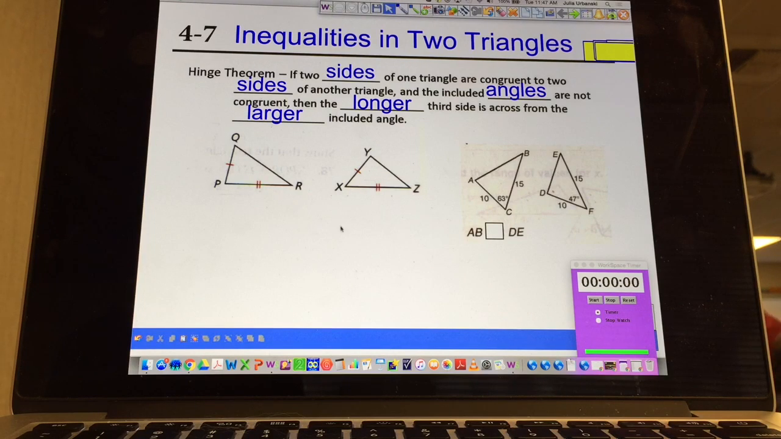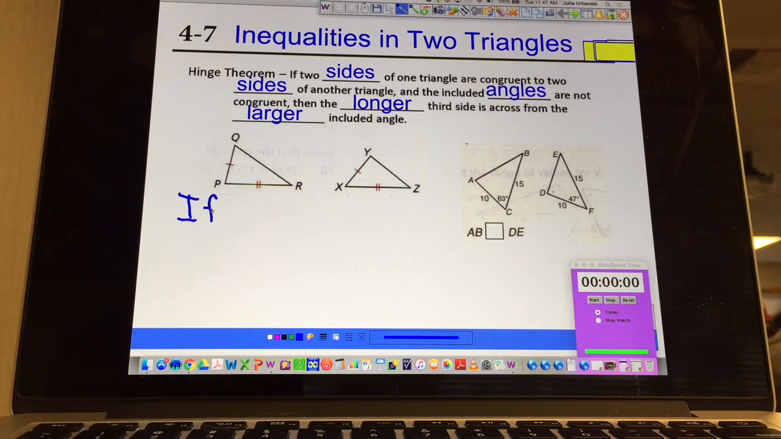If those are not congruent, then that tells us that we can find the longer side across from the larger angle. Okay, it's just like yesterday. The only difference is that there's two angles, and it's a little bit easier than yesterday because you don't really have to crisscross things. You just have to find the bigger of the two.